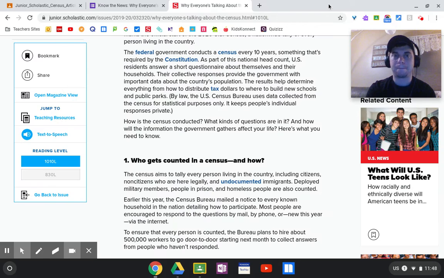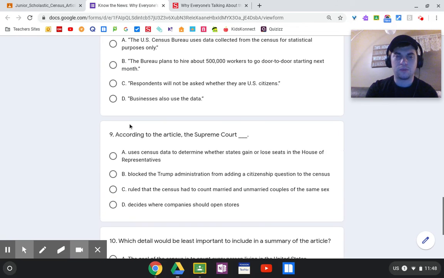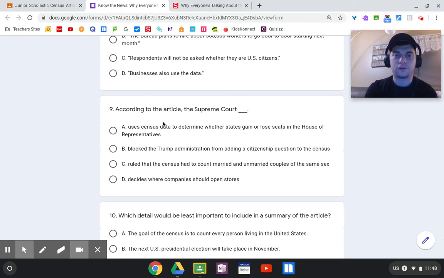All right, so we should just have a couple more questions. According to the article, the Supreme Court, okay, they do provide an example of what the Supreme Court did in this most recent case of the census. So we'll go back in the article and check that.